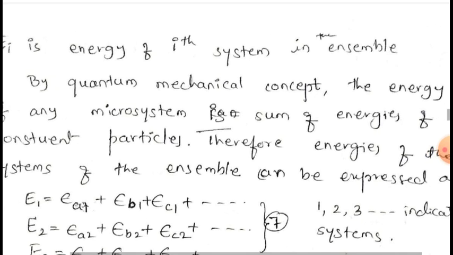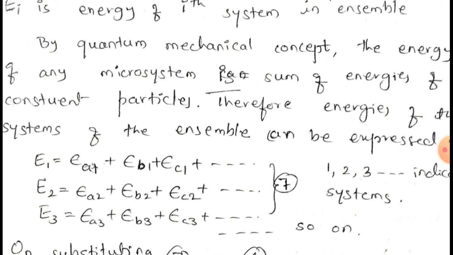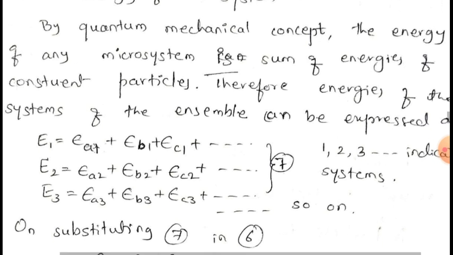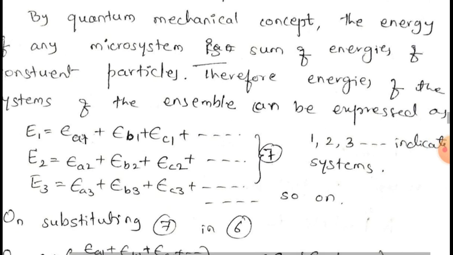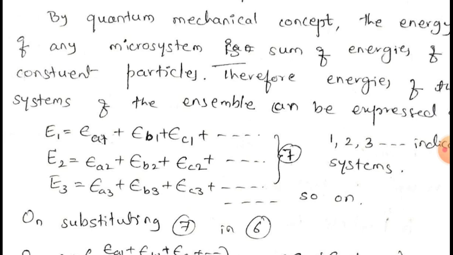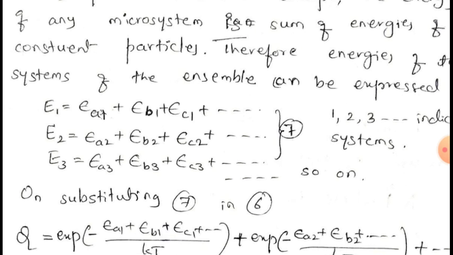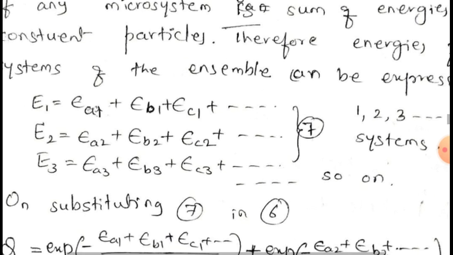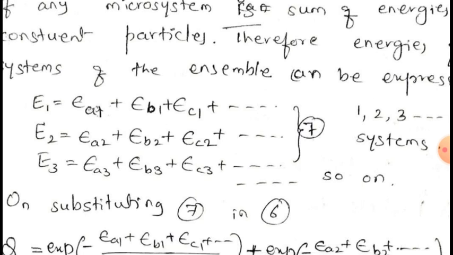By the quantum mechanical concept, the energy of a microsystem is a sum of energies of constituent particles. Therefore, we can write the energy of each system in a microsystem of a canonical ensemble as a sum of energy eigenvalues of individual particles, as written in this equation 7. And here 1, 2, 3 and so on represent the different microsystems of the ensemble.